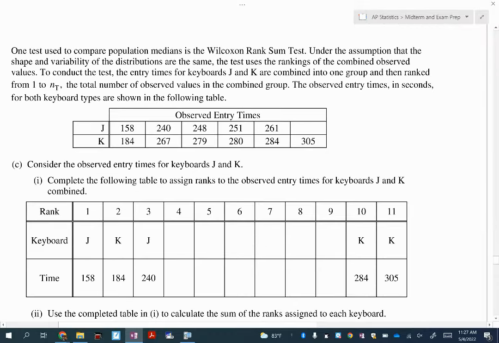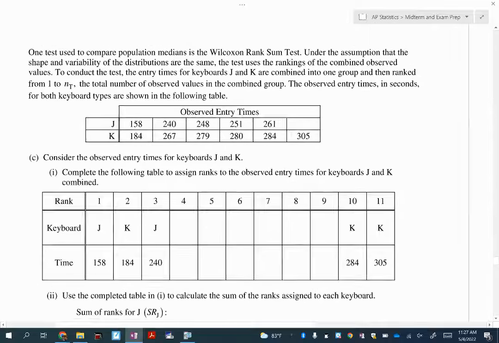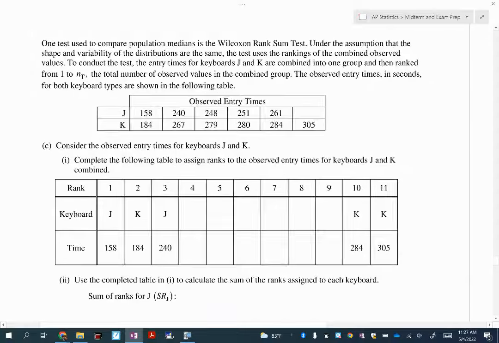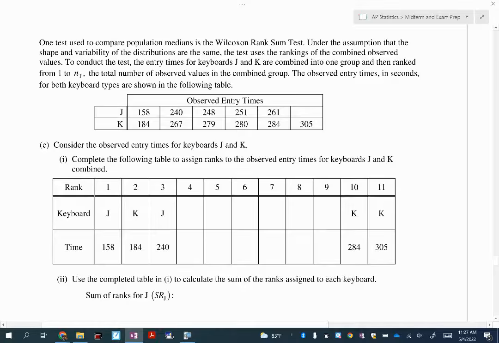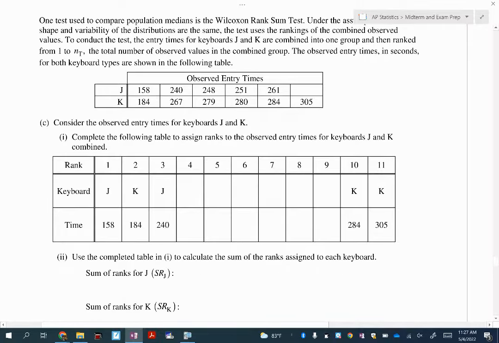Okay, part C. That was kind of a you-should-know-that-stuff part. This gets out there, if you will. So they have here some information about a test called the Wilcoxon rank sum test, which is a real thing, by the way. And to conduct the test, the entry times for each of these keyboards are combined into one group and then ranked from 1 to your highest, so in this case, 1 to 11. All right, so we have our entry times, and they want us to complete the table to assign ranks for the observed entry times going in order.